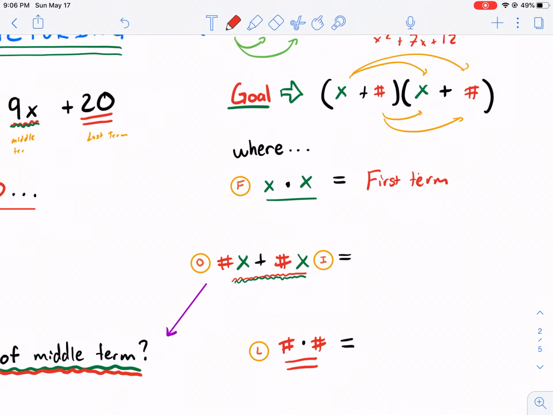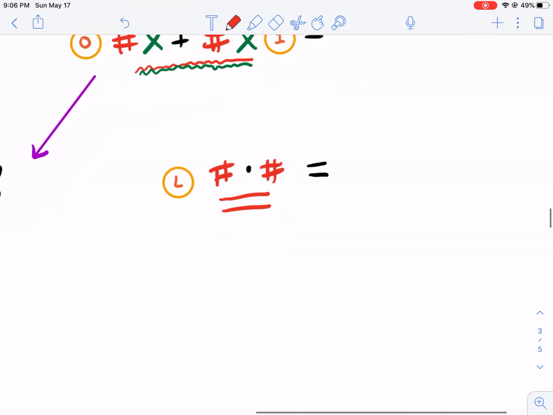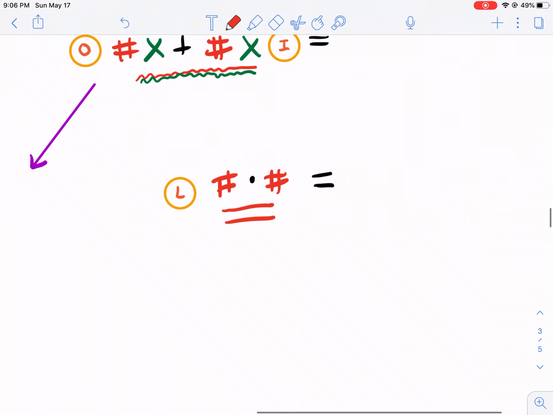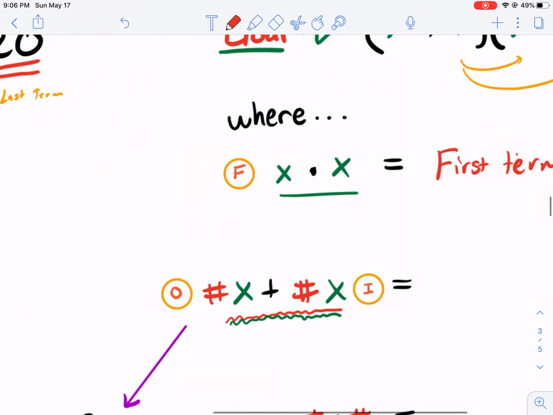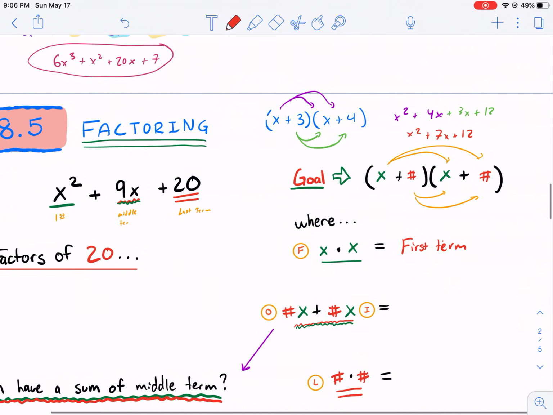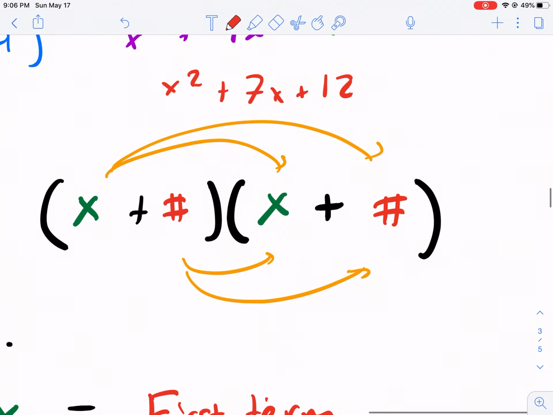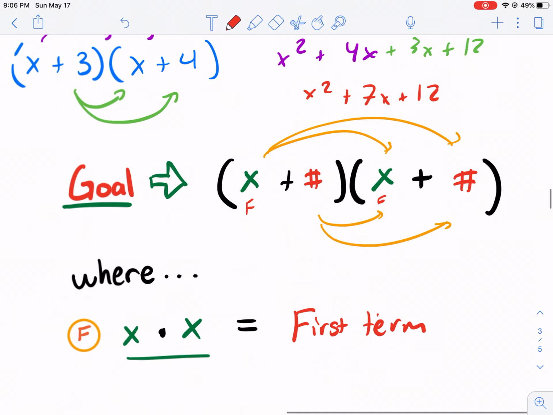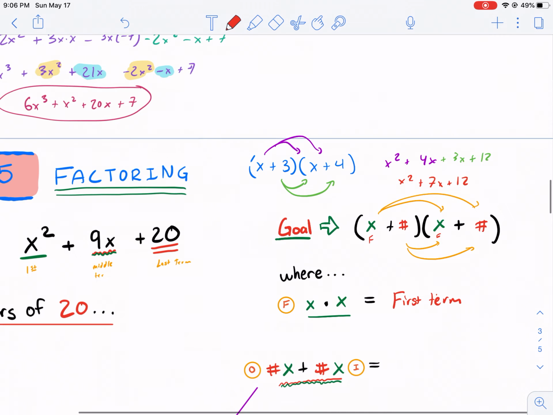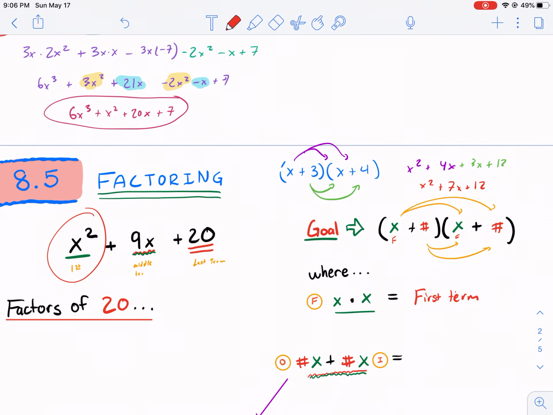Okay, now I'm going to skip to the last one. These are our last terms multiplied. So I put an F here because that's our first terms. This is our first terms being multiplied together. So x times x will give us our first term here. Okay, so that will give us, let me move this over and I'm going to write x squared next to it too. So that's our first term.